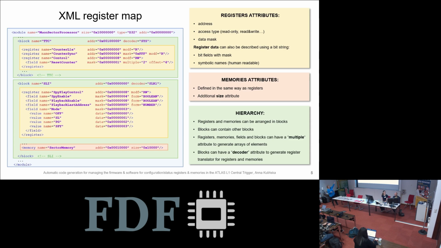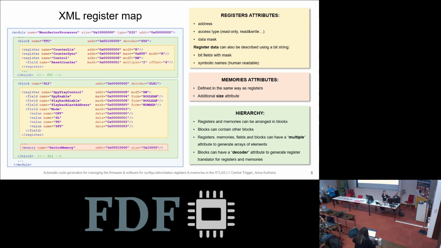When we look at the second register, it's called countersync, and it also has an additional attribute, mask, that trims the register width from the default 32 bits into, in this case, 12 bits. When we look at the third register called control, we have something new here, a field. So a field defines a certain range of bits that are coming from the register.